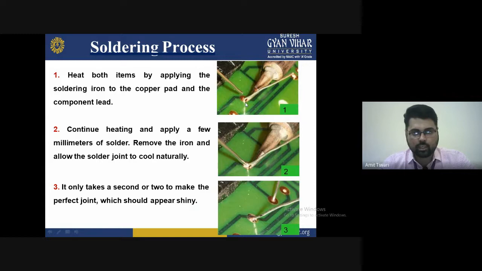These are the two defected parts. There is a gap between them. You can see this is the gap between the two metals we join. First step is to heat both items by applying the soldering iron to the copper plate and the component lead, heating both the items we want to join, and also the solder.